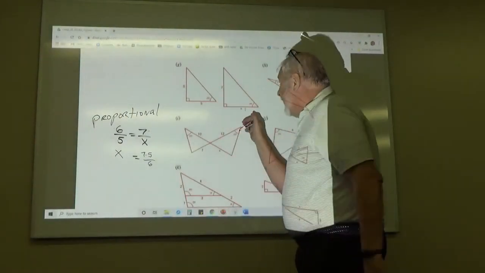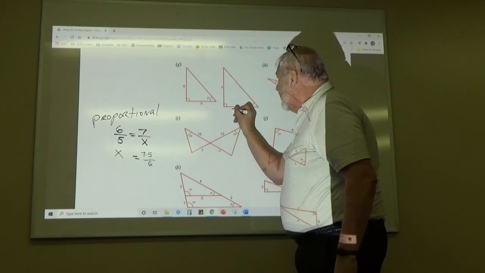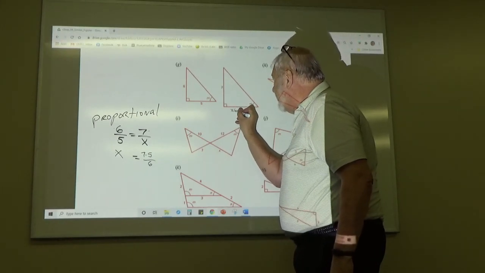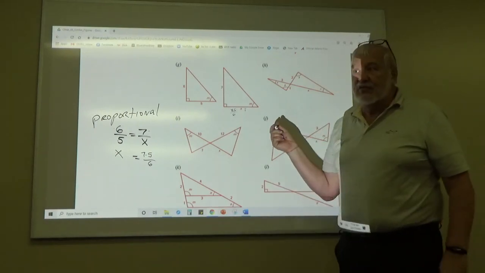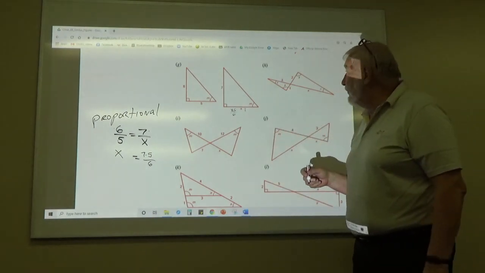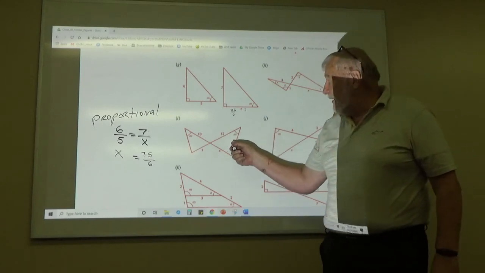So this has to be 35 divided by 6 is the length of that side. Almost 6, 5.9 something. Okay, so what do you see here?